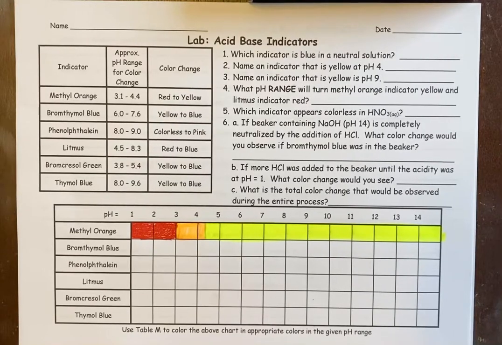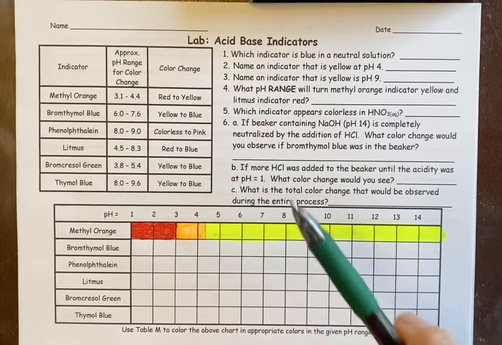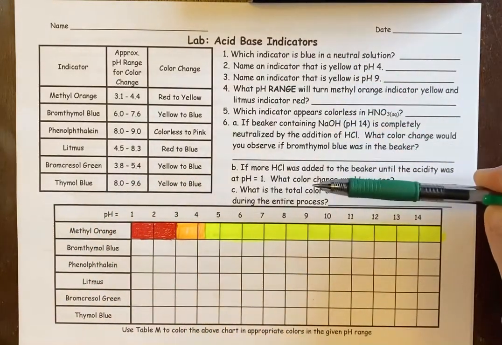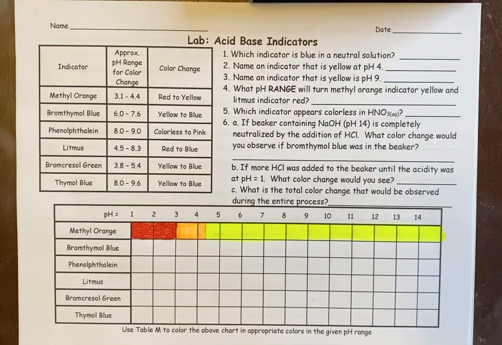So this is our acid-base indicator lab. I have a copy of table M in the top left-hand corner, so you don't have to look for it. There's some questions here, and then I did the first coloring for you, or I did the first problem for you, so you can follow along.